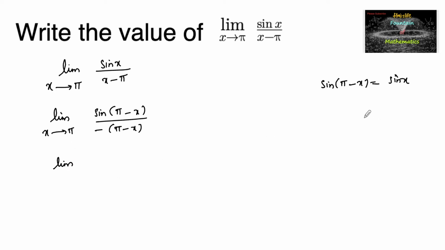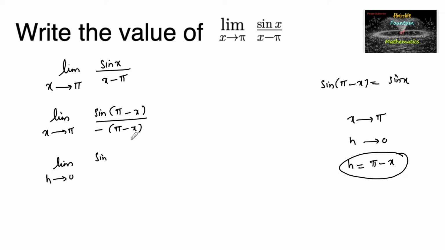Limit x tends to pi, we can write as h tends to 0, where h is equal to pi minus x. When we consider h equal to pi minus x, h tends to 0, and sin of pi minus x we can write as sin h upon minus h. So that is limit h tends to 0 minus 1 into sin h upon h.